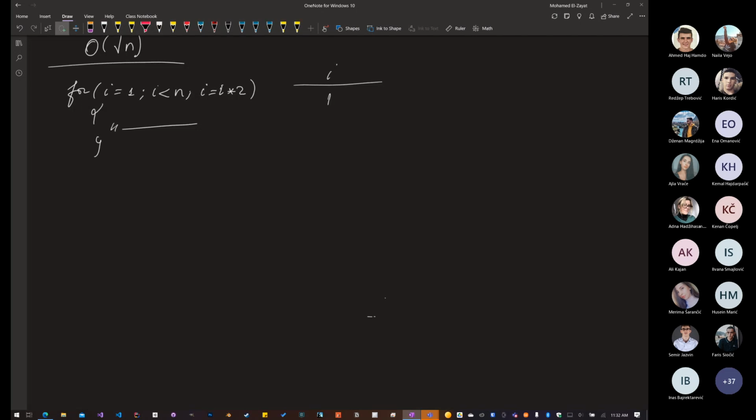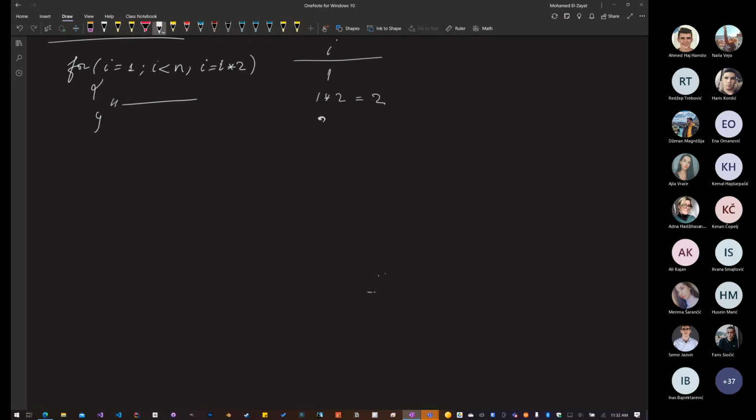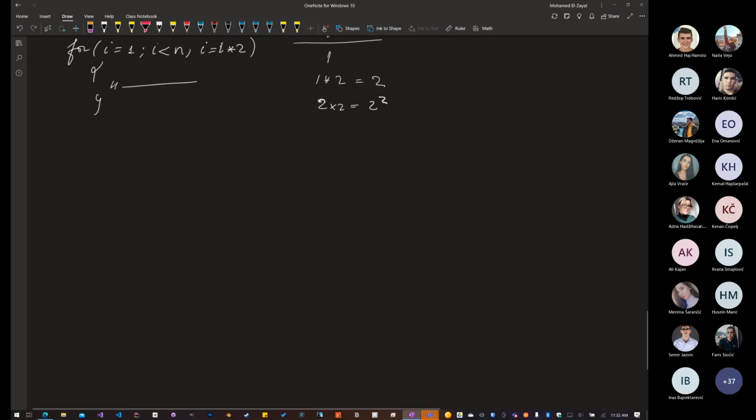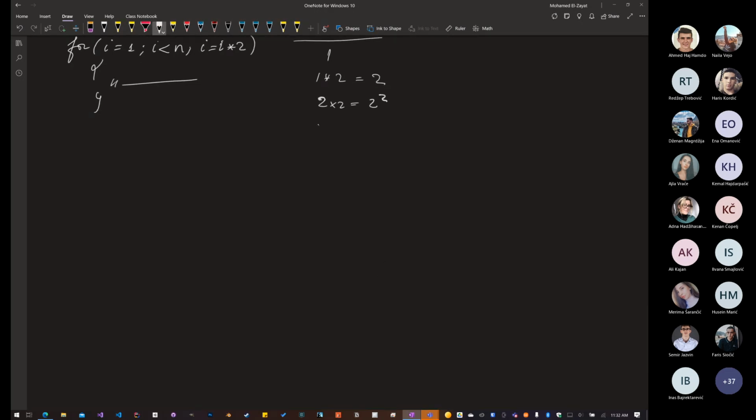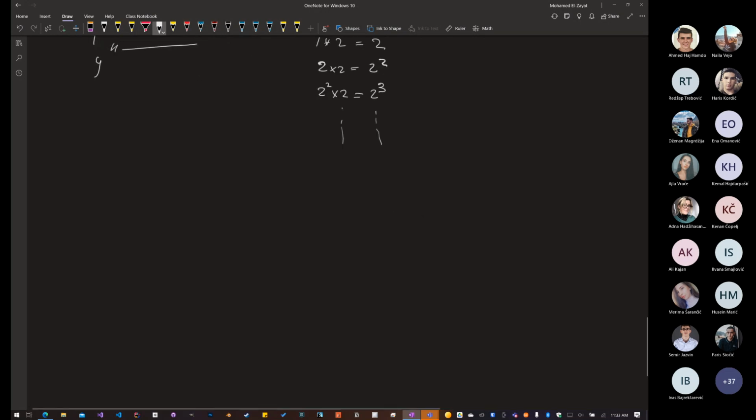So at the beginning, i is going to equal 1, which is just fine. And then the next time is going to be i times 2, which is going to be equal to 2. And then 2 times 2, which is going to be 2 squared, when you think about it. And then 2 squared times 2, which is going to be 2 cubed. And then you are running for 2 to the power of k.